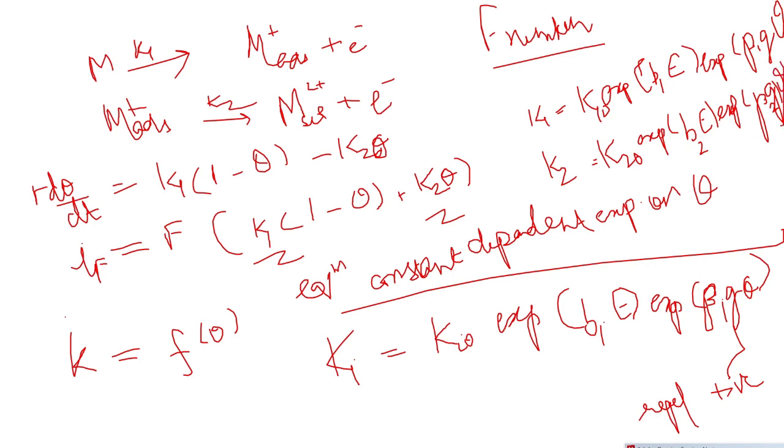So what happens? In the first step, you'll see the formation of N adsorbed happening. The sites are getting filled. That is, the theta value keeps on increasing. So because of that, K1 will increase. Okay, so that is what you see.